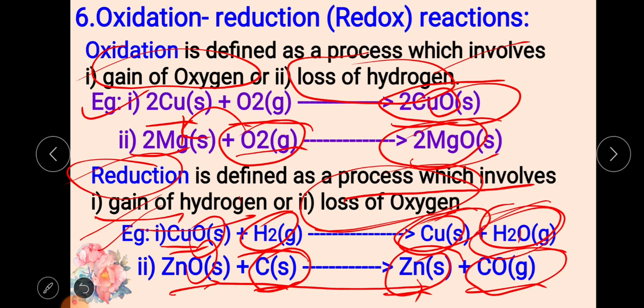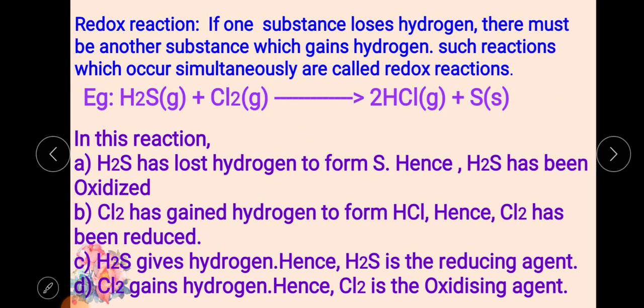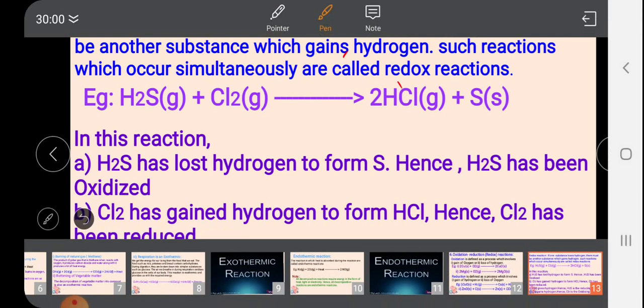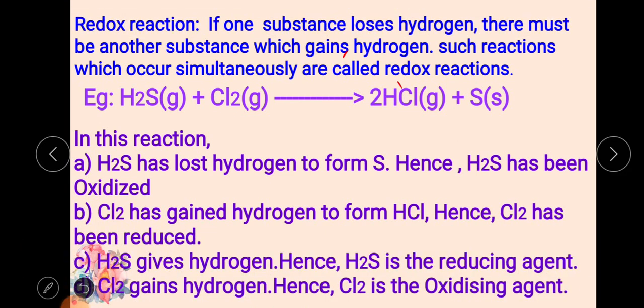Next, we know the separate definitions we learned: oxidation and reduction. Next, we are going to learn about redox reactions. What are redox reactions? If one substance loses hydrogen, there must be another substance which gains hydrogen. Such reactions which occur simultaneously are called redox reactions. Both oxidation and reduction reactions occur simultaneously.